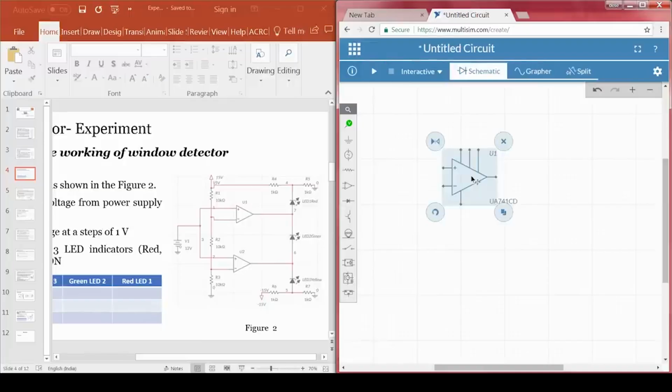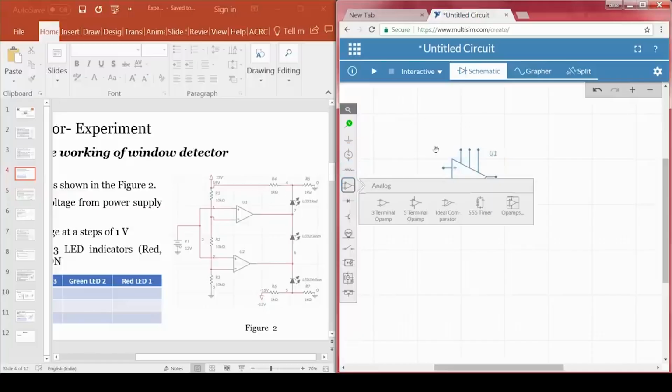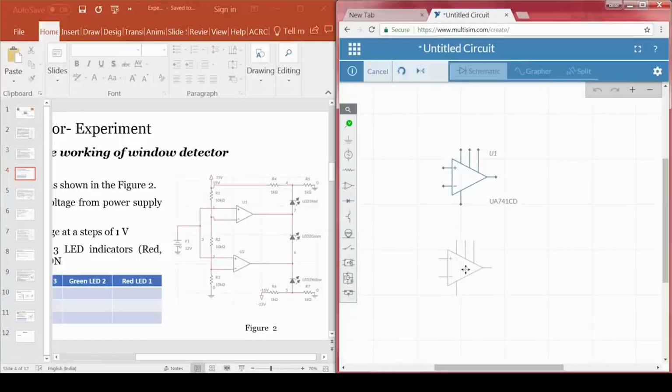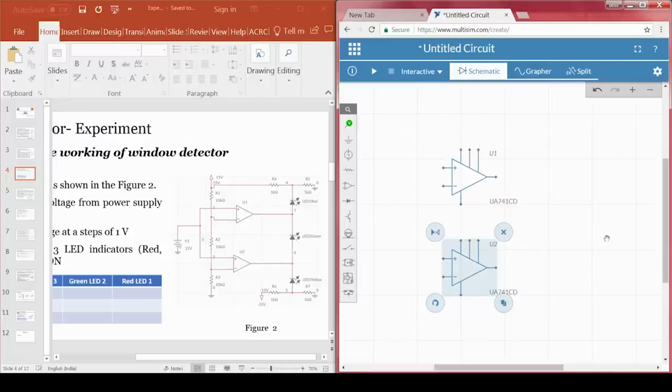you can see here the op amp 741. Now, he requires 2 of these. Again he is clicking on the terminals and then selecting 741. You can see now he has 2 741 op amps.